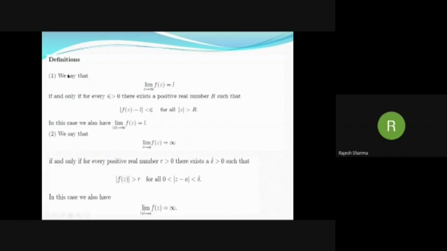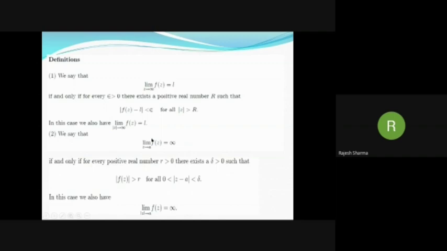Now the definitions. We say that limit z approaches infinity of f(z) is equal to L, where L is finite, if and only if for every epsilon greater than 0, there exists a positive real number capital R such that mod f(z) minus L is less than epsilon for all mod z greater than R. This means that the distance between L and f(z) can be made arbitrarily small in a neighborhood of infinity. Mod z greater than R is a neighborhood of infinity. In this case, we also write limit mod z approaches infinity of f(z) is equal to L.